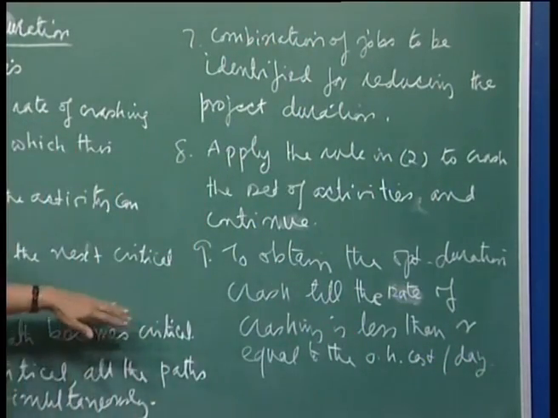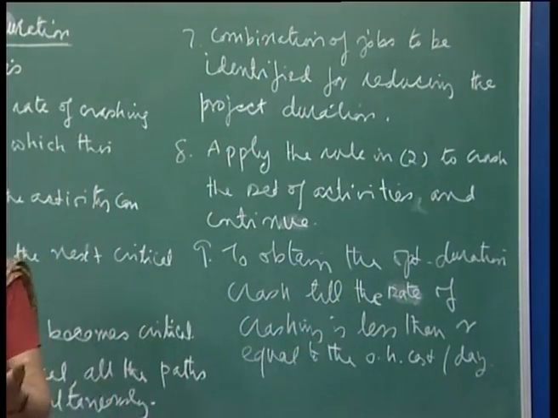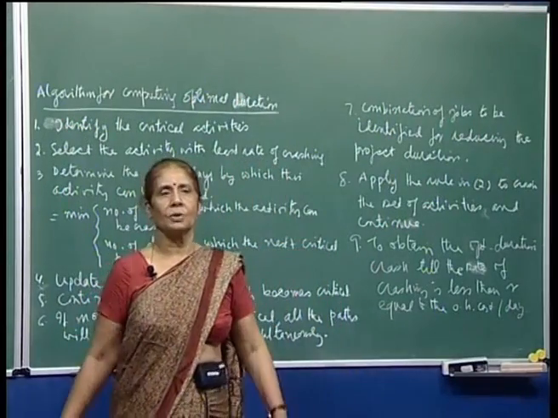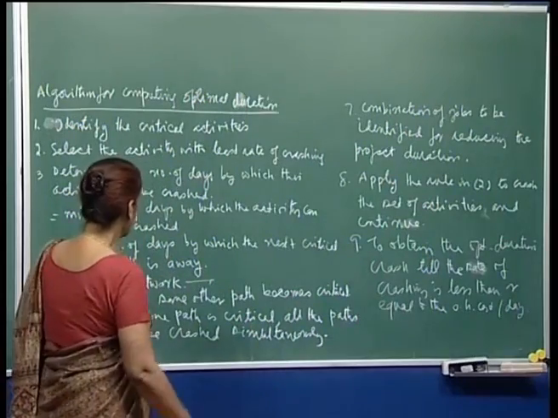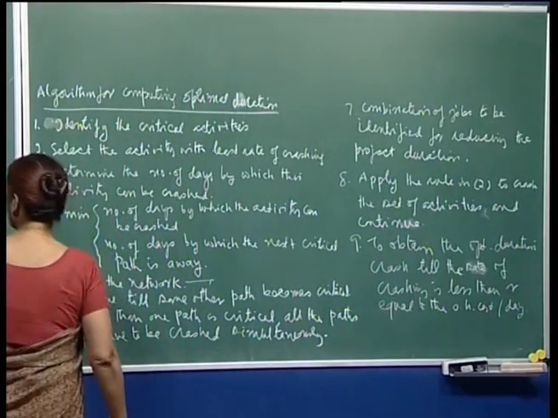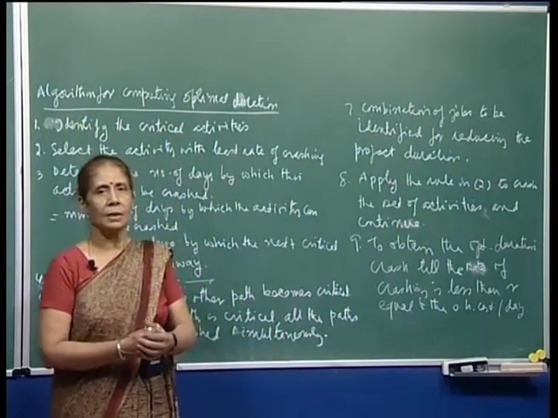So, this is the idea, and the moment you find that the rate of crashing exceeds the overhead cost, then your total cost will also start going up. So now let us apply this ad hoc algorithm to this example, and I will try to show you some steps in detail, so that you can continue with the algorithm.